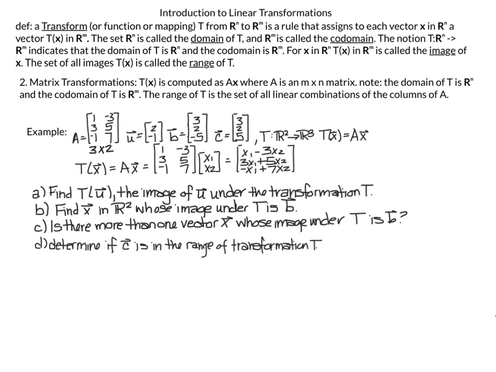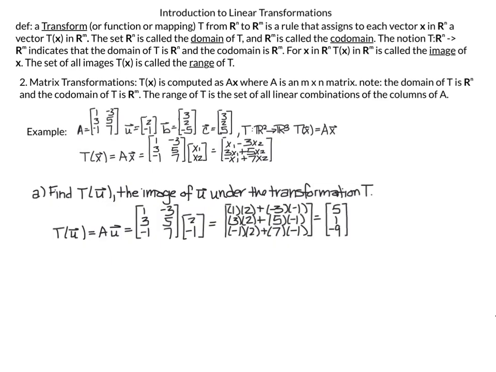There are 4 questions to answer. First, find T of u, the image of u under the transformation T. Second, find x in R2 whose image under T is b. Third, is there more than one vector x whose image under T is b? And D, determine if c is in the range of the transformation T.